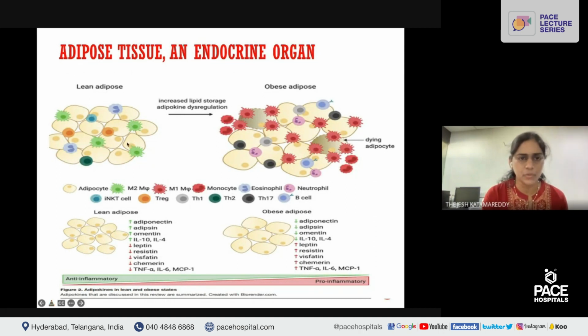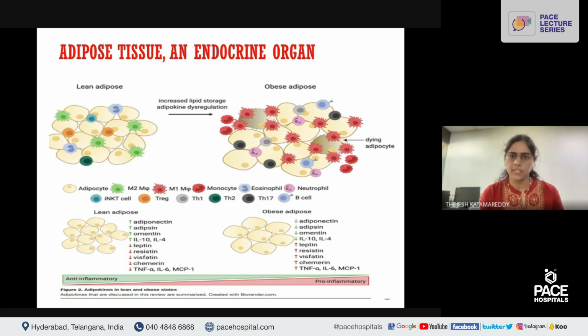This is normal lean adipose tissue with the minimum number of adipokines. In the case of obesity, excess lipid is stored, and the adipocyte becomes enlarged, and the number of adipocytes also increases. They start necrotizing, with dying adipocytes because of lack of oxygen, hypoxia.